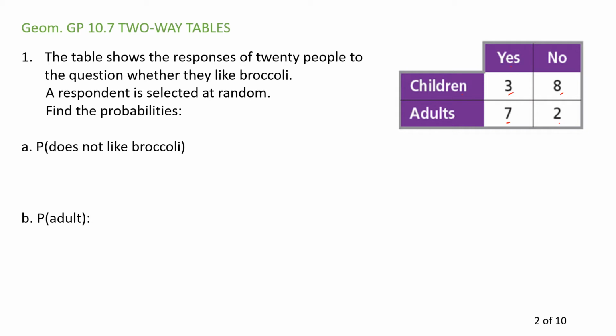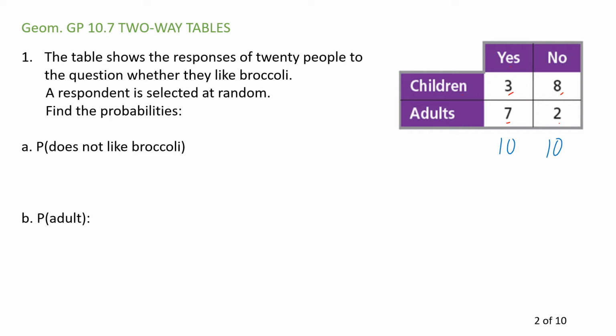The first thing I need to do on this problem is I need to get what's called the marginal distribution, meaning I need to know how many people said yes. Well, 3 children and 7 adults for a total of 10. I need to know how many people said no. 8 and 2, that's 10 again.